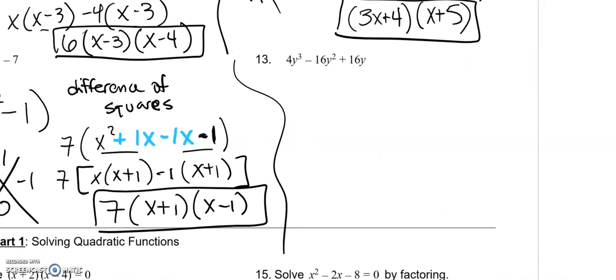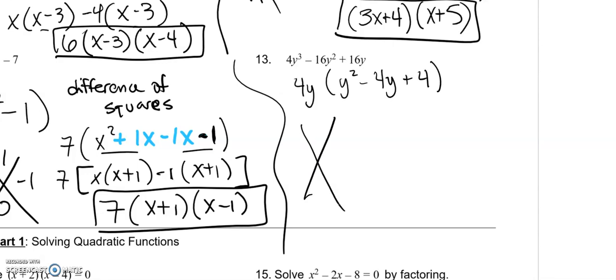For this last one, I'm going to do it just a little bit quicker. GCF, first of all, is 4y. Leaves us with y squared minus 4y plus 4. Thinking about a times c, that's 4. Our b value is minus 4. What two numbers multiply to 4 and add to negative 4? That's negative 2 and negative 2.